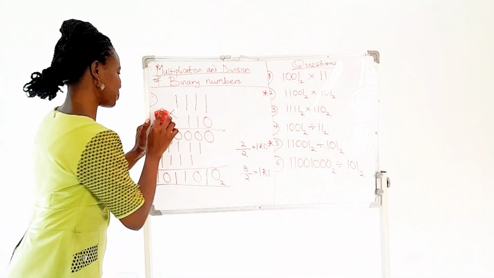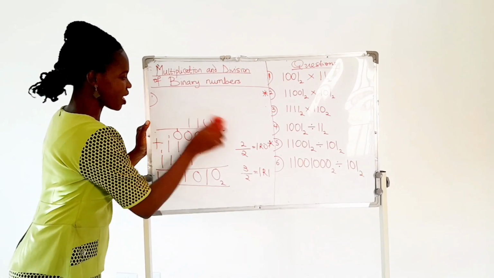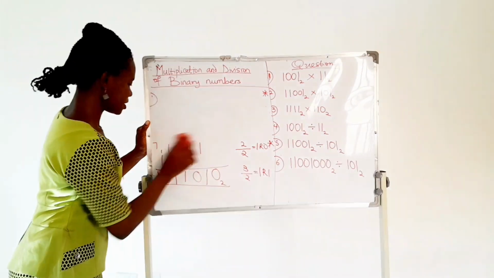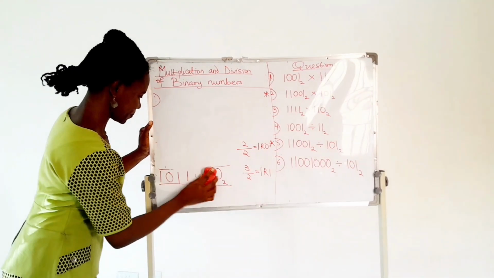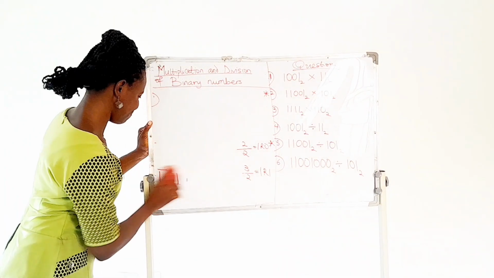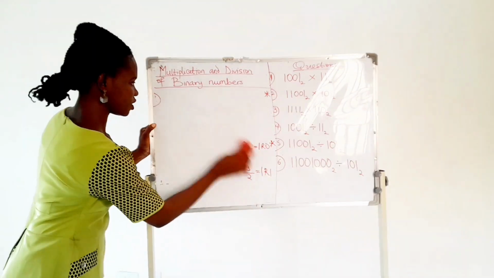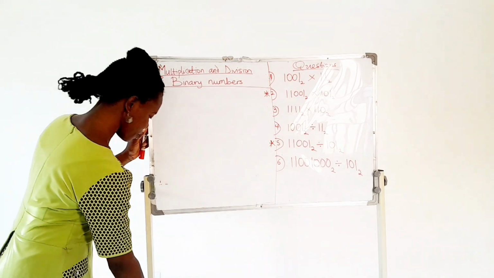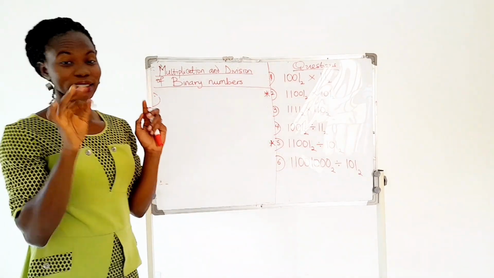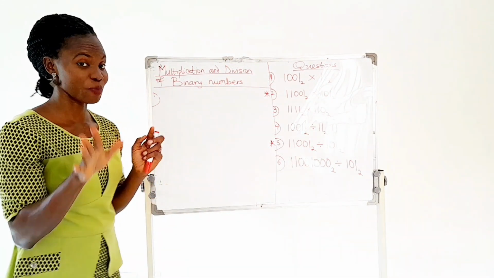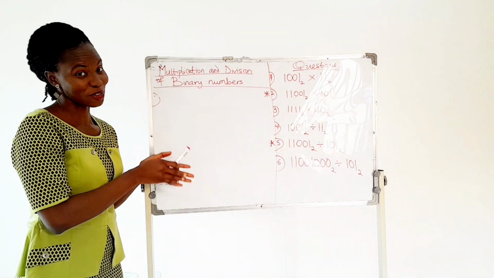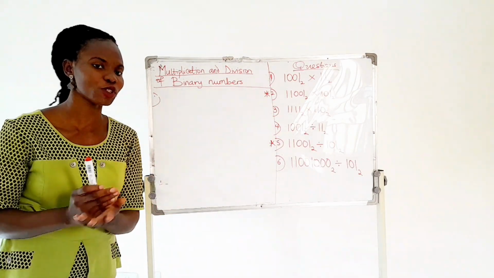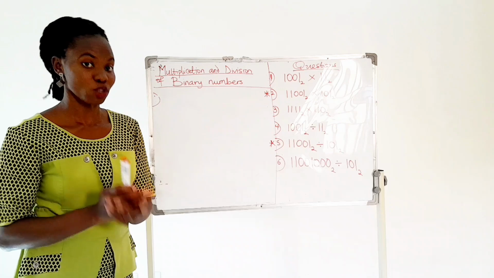Very simple. Division of binary numbers. So for division of binary numbers, we'll be needing knowledge of subtraction of binary, just like we used the knowledge of addition for multiplication. So for division, we'll be needing subtraction.